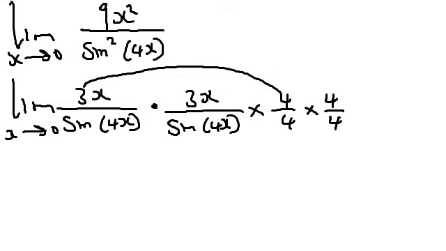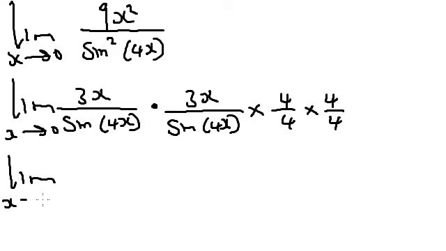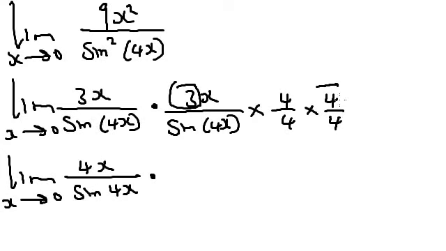So let's do that. Now we can have the limit as x approaches 0 of, so let's switch the position of this 3 and this 4. So we can have 4x divided by sine 4x multiplied by, now let's repeat the same thing for this 3 and this 4. This has gone already, don't forget. Okay, don't use more than once.